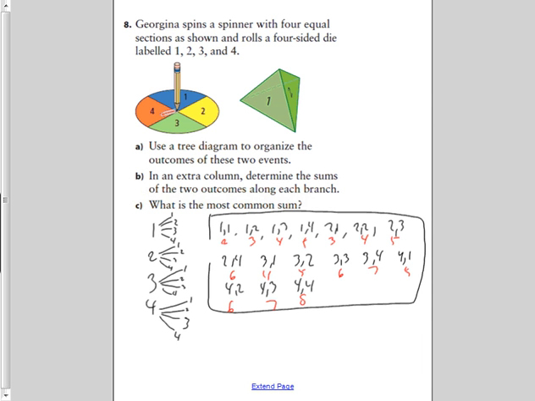Okay, so the most common sum, if I was to look at these, I'd have 2 3s, 3 4s, 4 5s, and I would have 3 6s, 2 7s. So my most common number in this is the 5. I actually have 4 of them. So 5 is the most common sum of the two numbers.